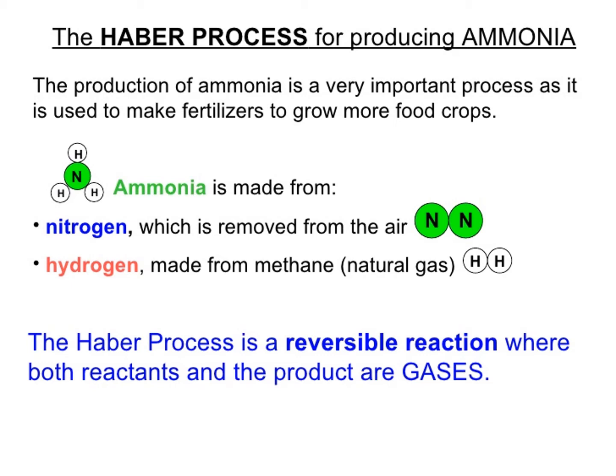Now the Haber process for producing ammonia. The production of ammonia is a very important process as it is used to make fertilizers to grow more food crops. Ammonia is made from nitrogen which is removed from the air, and hydrogen made from methane, that is natural gas. The Haber process is a reversible reaction where both reactants and products are gases.